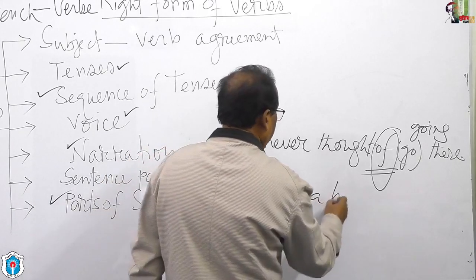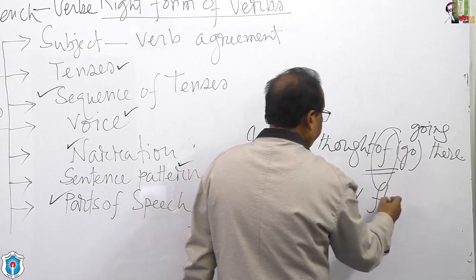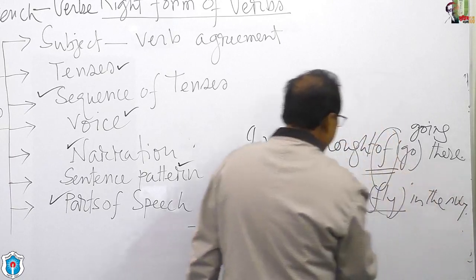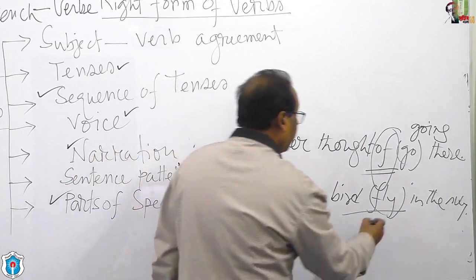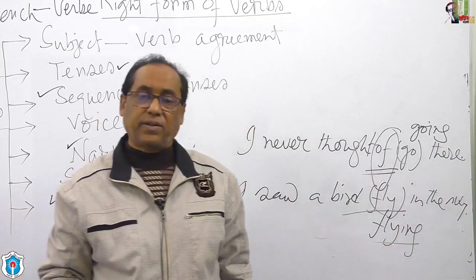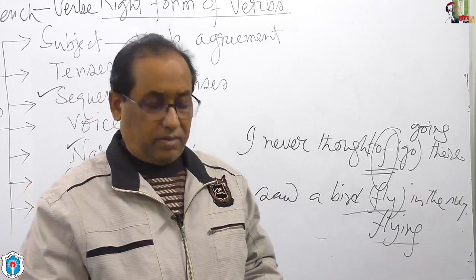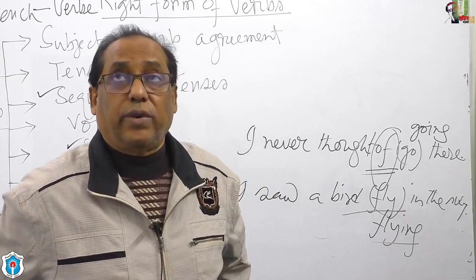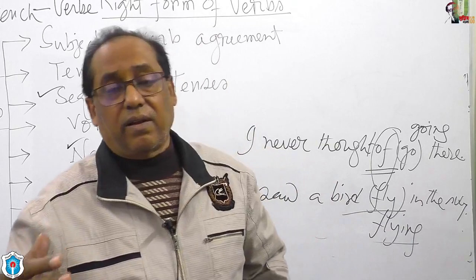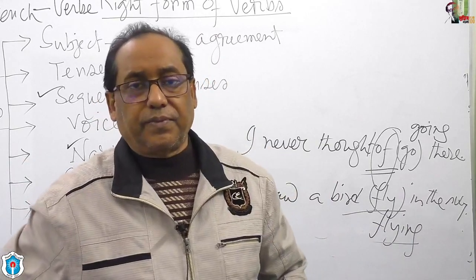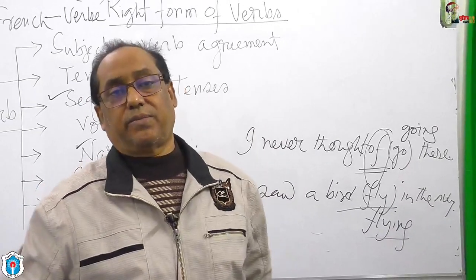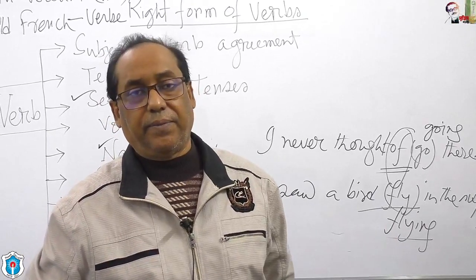Again, I saw a bird fly in the sky. Think of fly. It becomes flying because it is a present participle. It is an adjective. So, my dear students, if you want to learn writing correct form of verbs, you must know at least all these items clearly, completely. Okay?